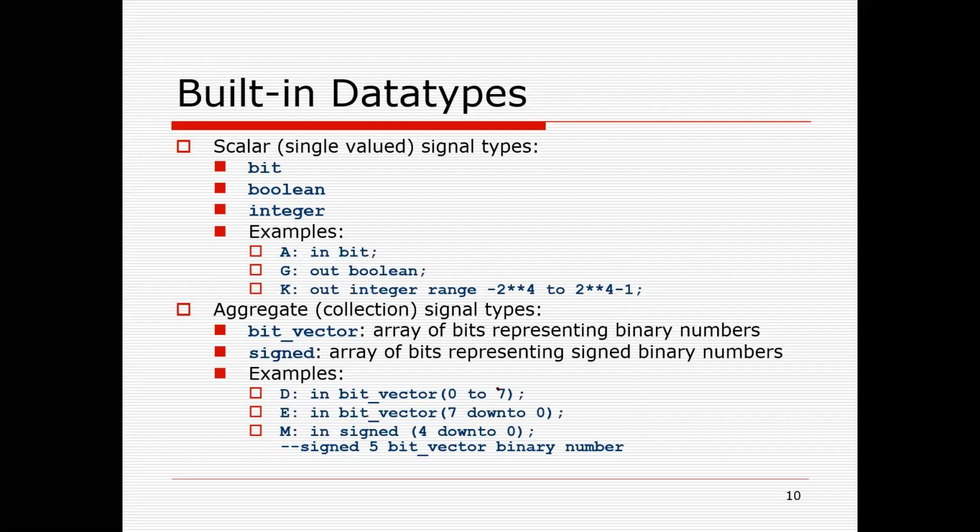Okay. Now you can have signed kinds of numbers. This is an array of bits representing signed binary numbers. Otherwise it's only unsigned magnitudes. And if you want it signed, then you have to define a different type. Okay, so these are some of the examples.